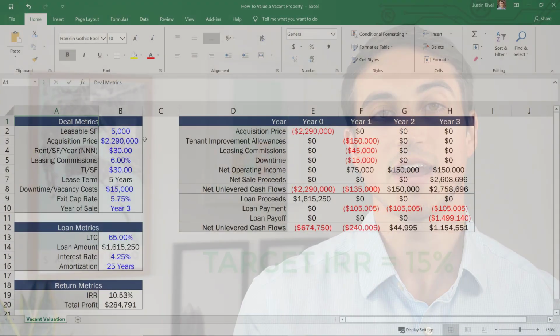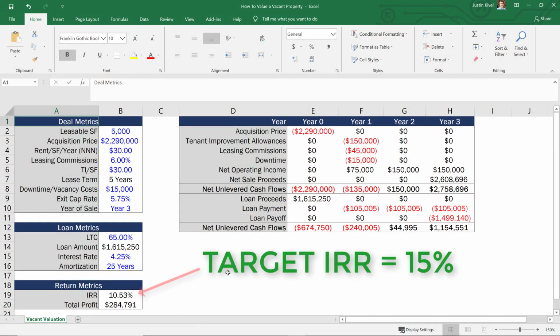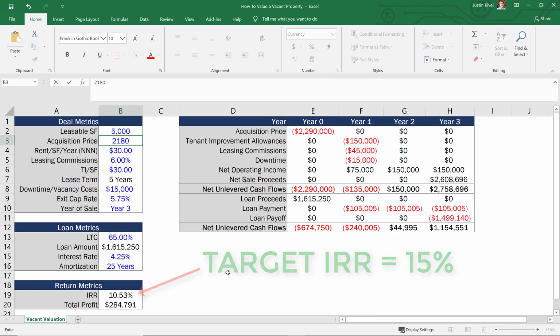So now if we calculate the internal rate of return or IRR on those cash flows, we can back solve for a purchase price that's going to give us what our target internal rate of return is going to be. So for this example, let's say our target IRR is 15%, which if we back solve for a purchase price that will get us to that value is $2.18 billion.